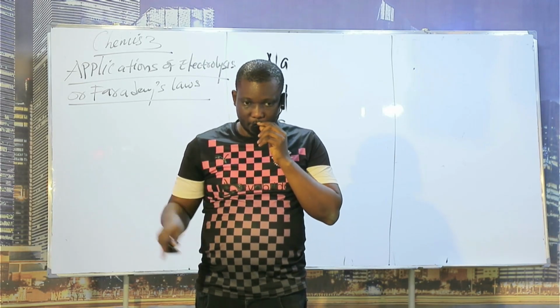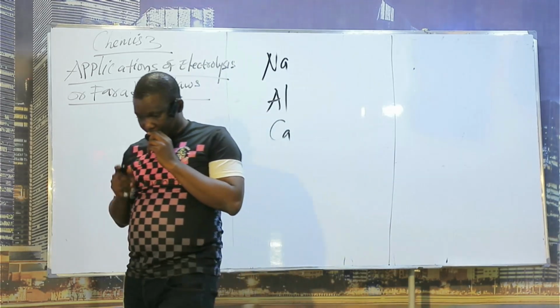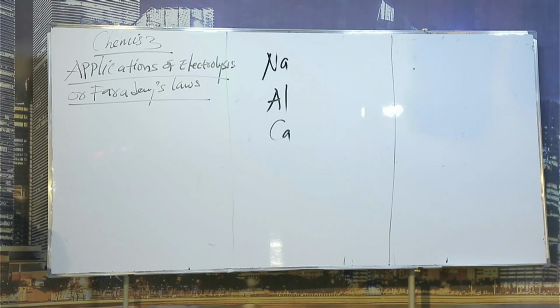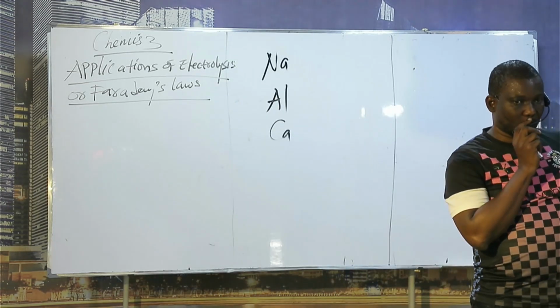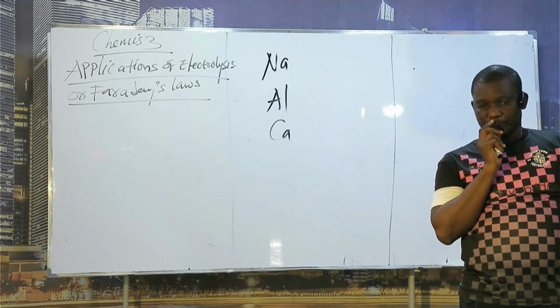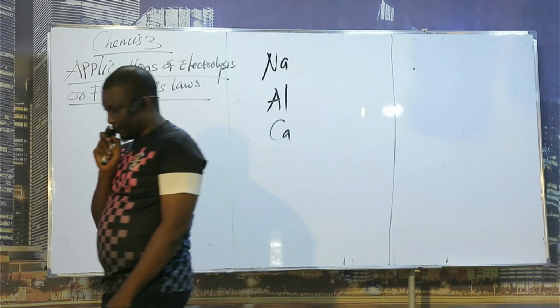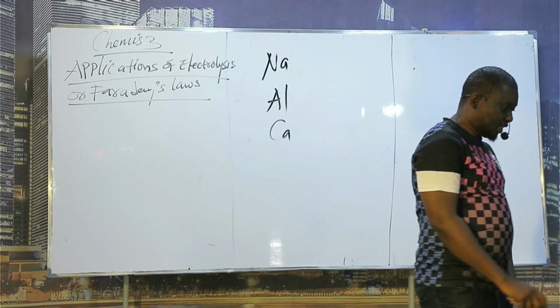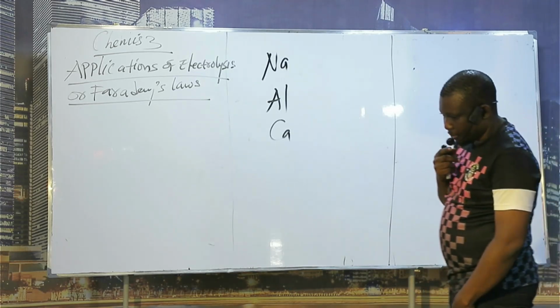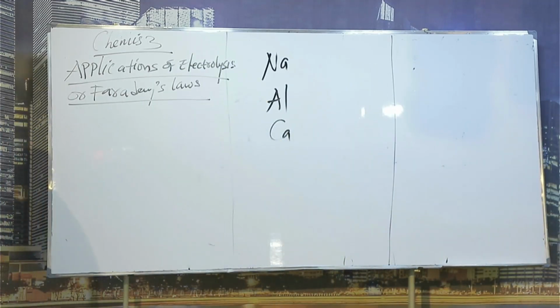Okay, say it again. Metals are elements whose atoms ionize by loss of valence electron, with the exception of hydrogen, to form a positively charged ion called a cation.